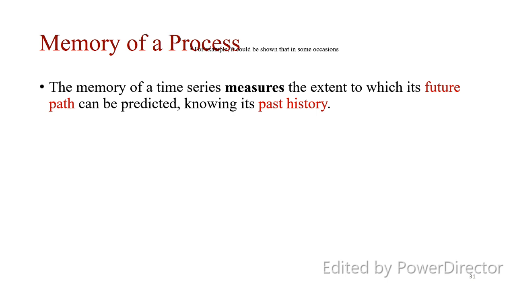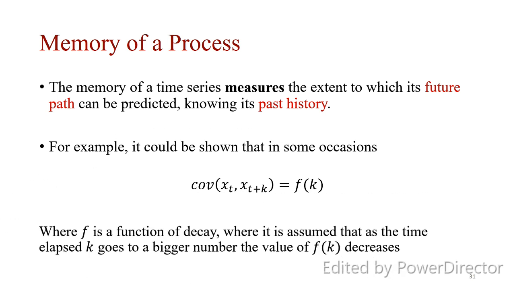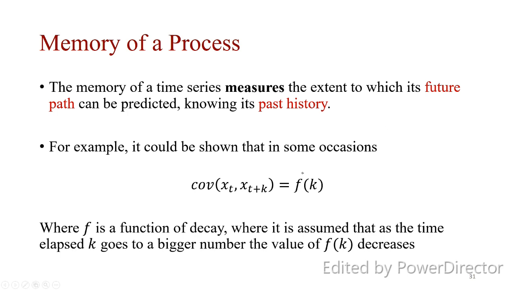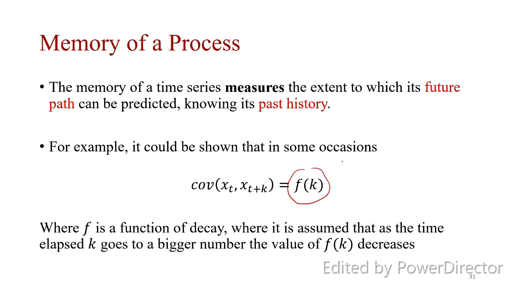So what I'm trying to say here is the following. Let's take an example. In some occasions we might have that the covariance of xt and xt plus k is given by a function of k. Now what memory studies is how fast this function decays. If it is, let's say, exponential in k, then this means that it goes to 0 really fast as k goes to infinity. If it was equal to the square root of k, then this goes to 0 more slowly than the exponential.